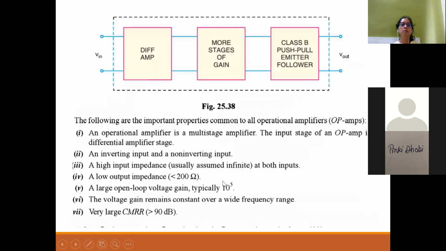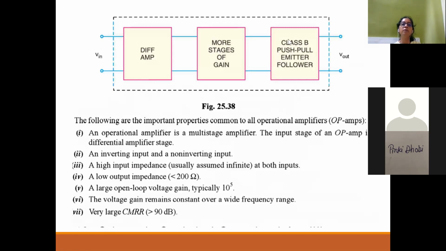Understood? In viva, these questions are asked. You should note it down. Okay. Now, large open loop voltage gain is typically 10 raised to power 5. So it is reduced with the help of feedback process. Very large open loop voltage gain.